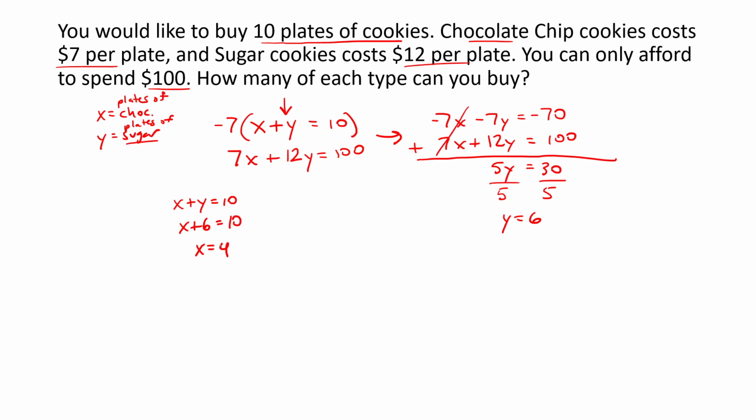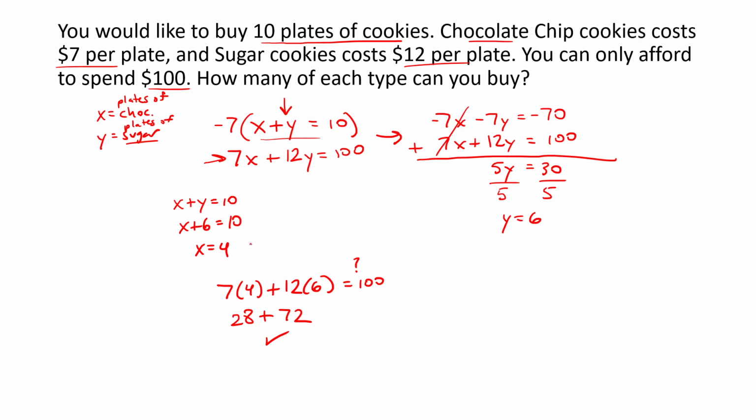But we need to check. So always, always, always, whichever equation you use to find the variable, now go use the other one just to make sure we did it right. And that should equal 100 if we did everything right. 28 plus 72. Yep, that's going to work out. So we know we've done it correctly.